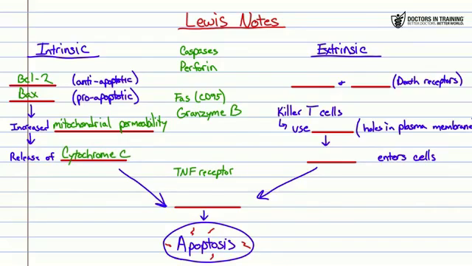Now let's move over to the extrinsic pathway, and first we have our death receptors. That sounds like a cool band name. The first death receptor is the TNF receptor, and if that gets stimulated, then you're going to run into problems. The other one that you need to remember is the FAS receptor, also known as CD95.